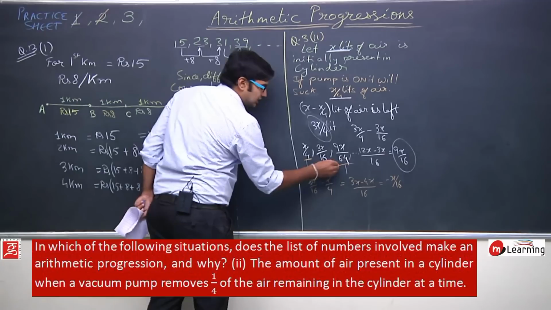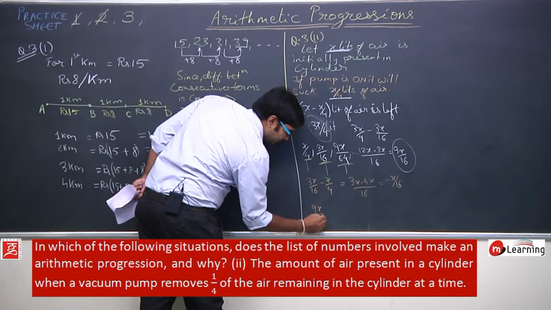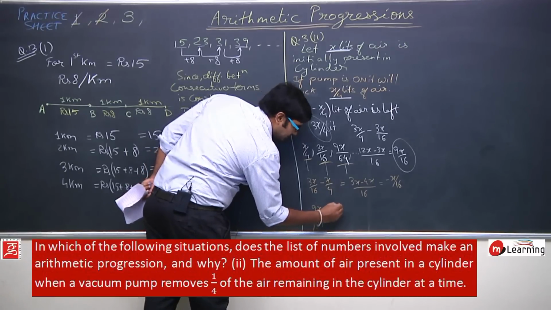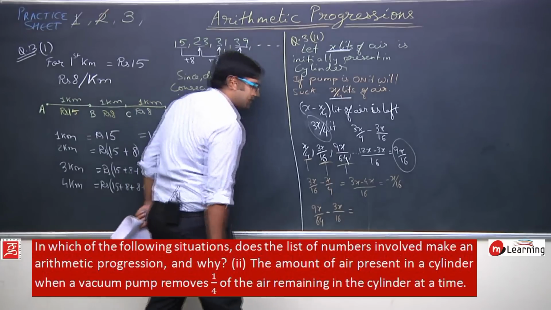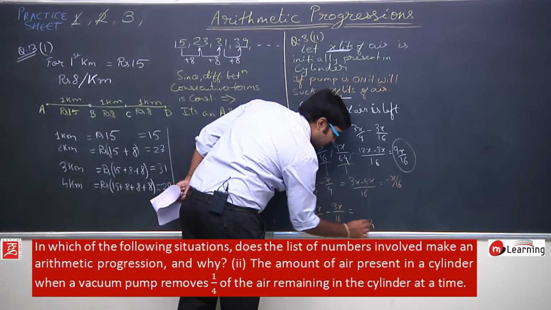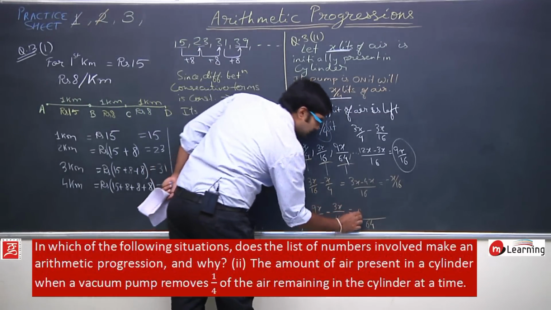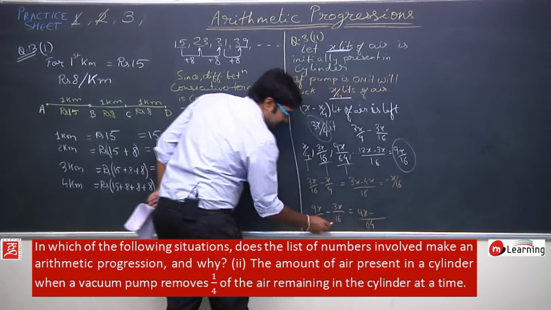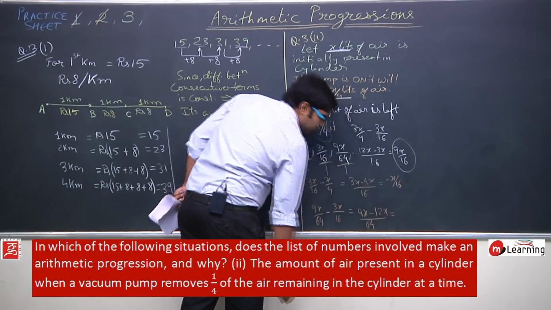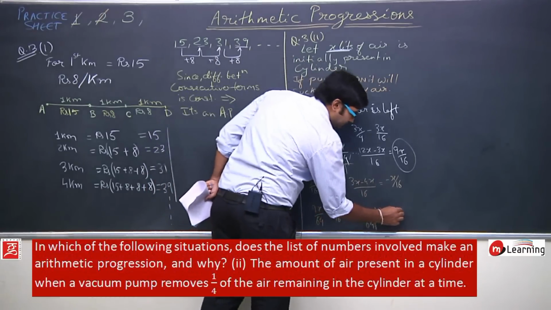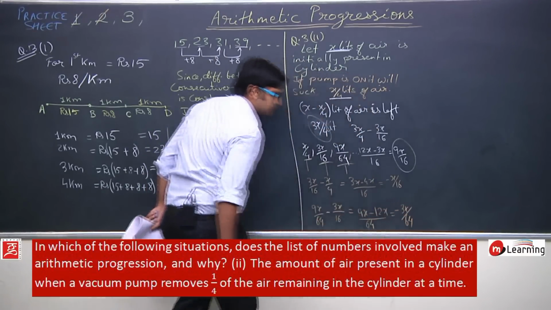Now let us subtract the third term and the second term. Third term is 9x upon 64 minus second term 3x upon 16. So what will be the LCM? LCM will be 64 only. And in the numerator you will get 9x minus, now 16 4s are 64, so it will give you 12x. So you can see this is 9x minus 12x, which is 3x upon 64.